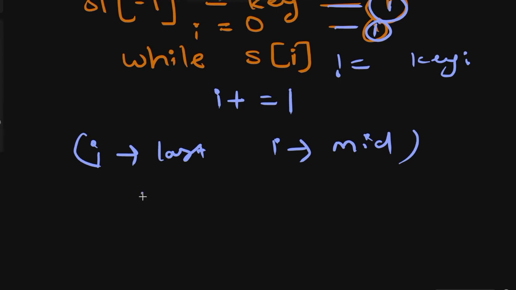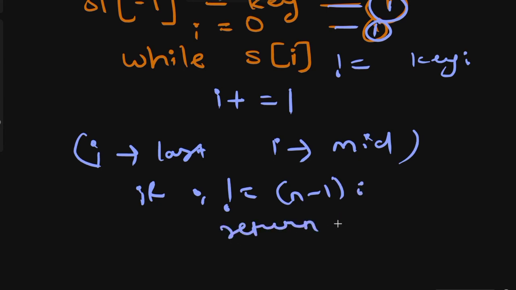So we check if I is not equal to the last element. If it is not equal to the last element, then we return I. Why? Because that is the index where we found the number, and it is not the last position. If it were the last position, then that is where we had put the key, so that shouldn't be the case.